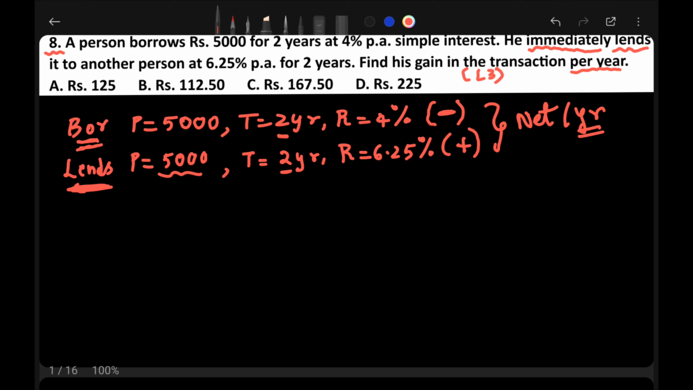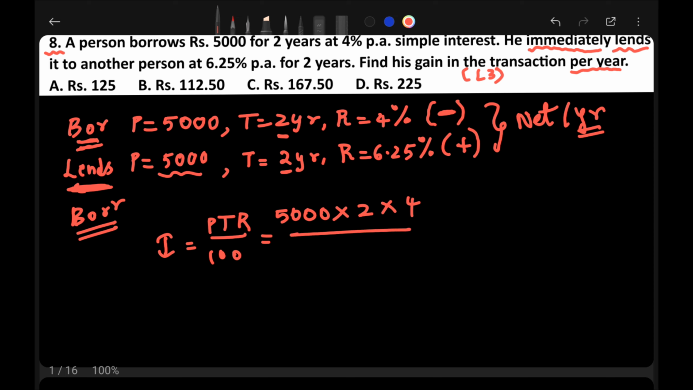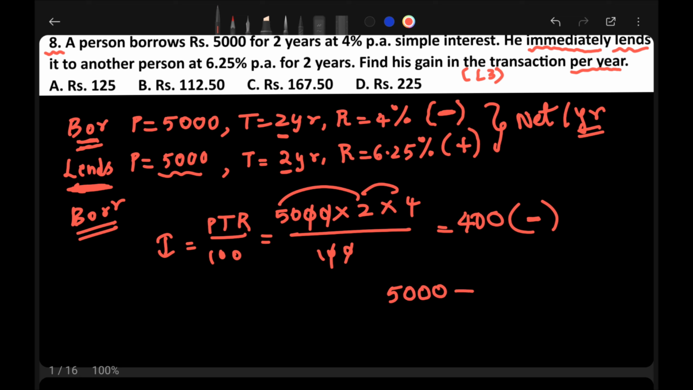Now, we shall start our simple process. I equals PTR by 100. First, we shall do it for borrowing. Substitute in the formula: P is 5,000, time is 2 years, rate is 4 by 100. Two zeros gone. 5 twos are 10, 10 twos are 20, so it is 400. So he lost 400 by borrowing money from someone. That means for 5,000 he paid back 5,000, but he got only 4,600.